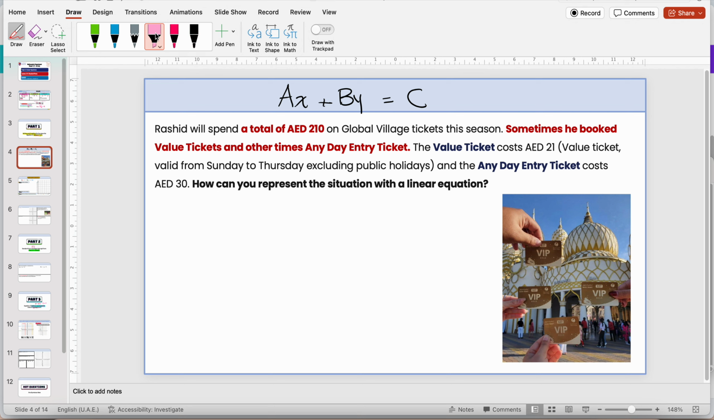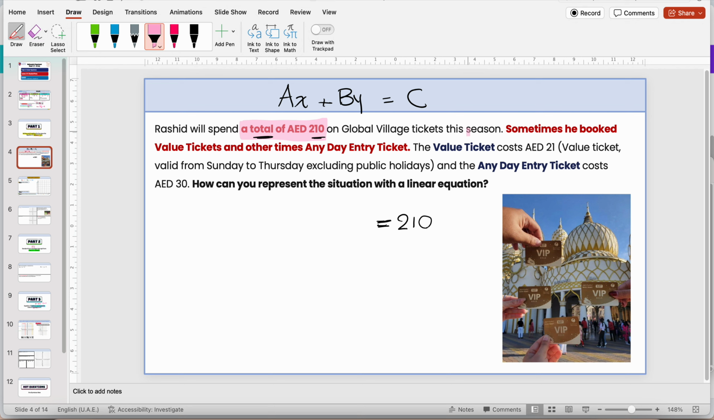Here, this is a word problem we discussed in class. It says that Rashid will spend a total of 210. Generally, most of the time, this total of 210 is basically C, which is the answer of our equation. Usually we write it like this: it just equals 210. Whatever is here is the details of what he will spend, but it should equal 210 if he's willing to spend the whole 210. Most of the time, but again, it's just a tip that might help you.